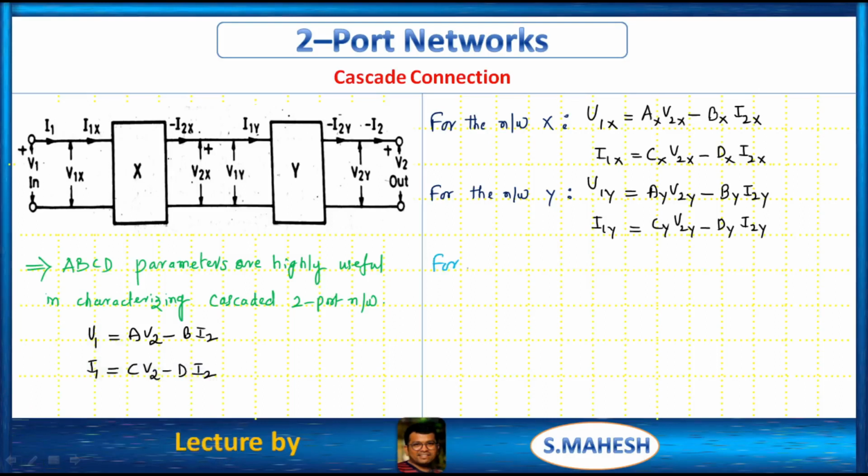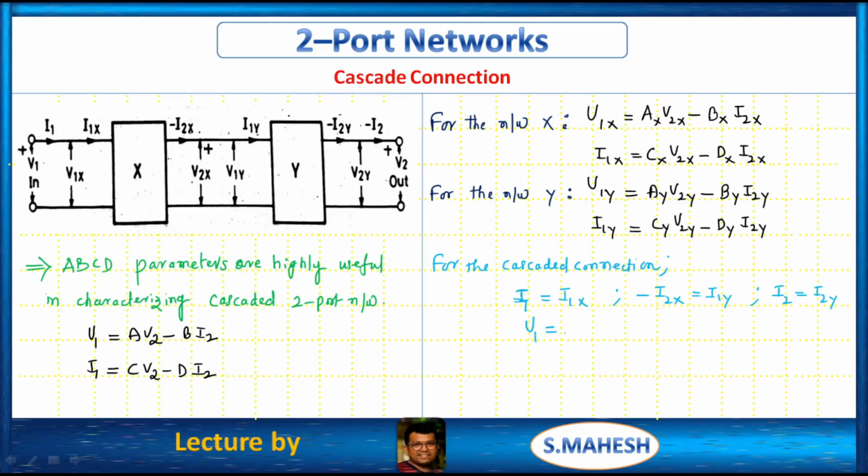Therefore, for the cascade interconnection, I1 is equal to I1X. The current I2X is nothing but I1Y, with the sign reversed: minus I2X. See the current direction in this. Then I2 is equal to I2Y. You have observed these currents in that connection diagram. There is no confusion in that.